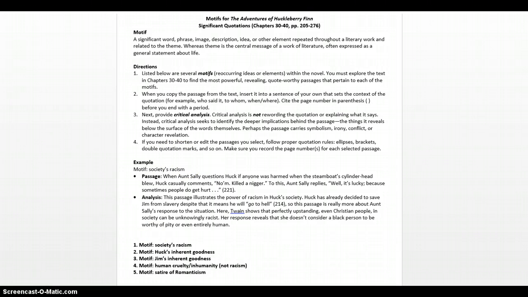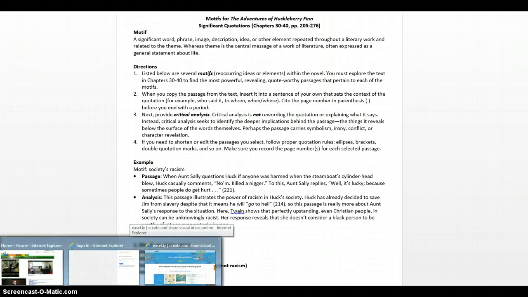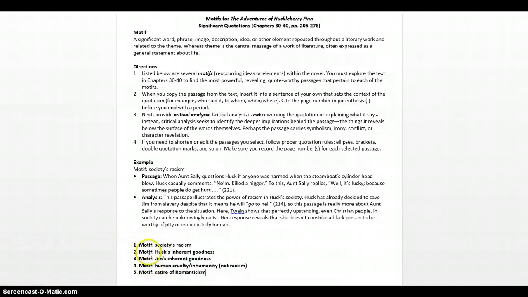So what you're going to do is look through chapters 30 through 40 and decide what the examples of each of these motifs is. So find an example of society's racism. You are then going to come up with a passage that represents that with the page number, and then provide a short literary analysis. Now you can see that this analysis that I provided in the example is a few sentences long, but really if you're pretty smart about it, you could do the analysis in 1 to 2 sentences and that would be perfectly acceptable.